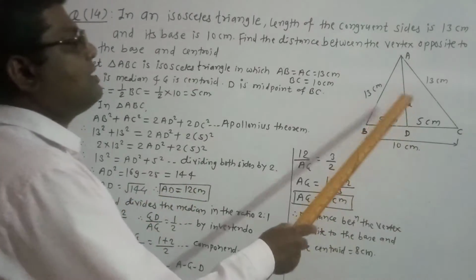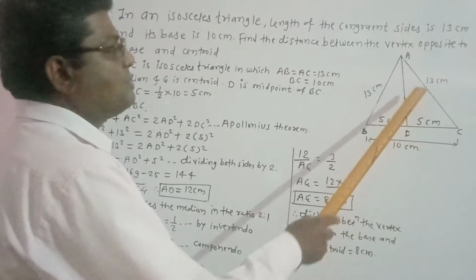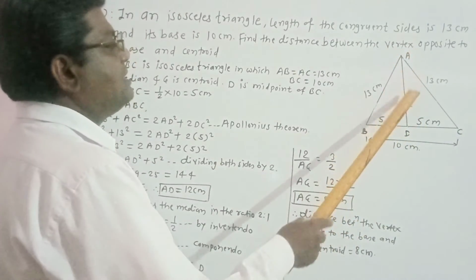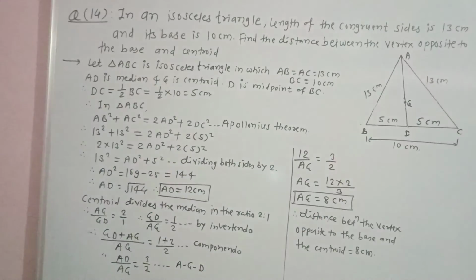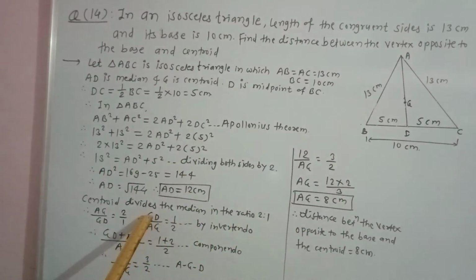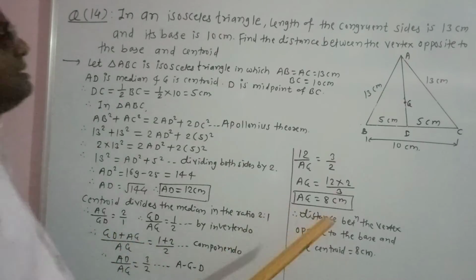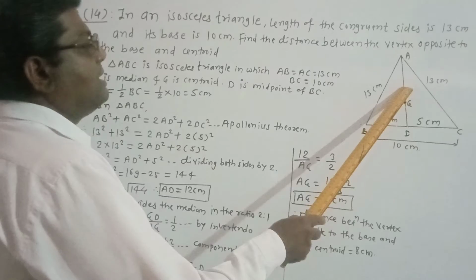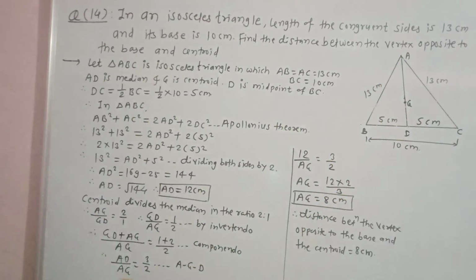Now we know that the centroid divides the median in the ratio 2:1, that is AG upon GD is equal to 2 upon 1. So by invertendo, GD upon AG is equal to 1 upon 2. Now GD plus AG upon AG is equal to 1 plus 2 upon 2, that is componendo. GD plus AG will be AD. So AD upon AG is equal to 1 plus 2 is 3 upon 2.